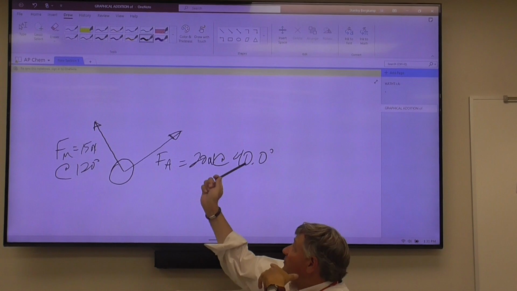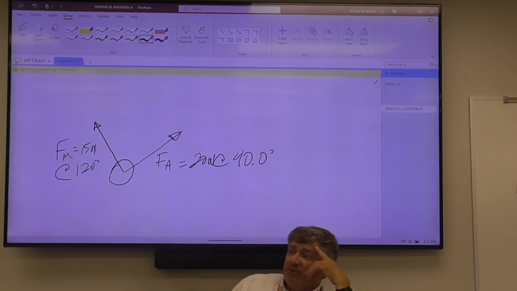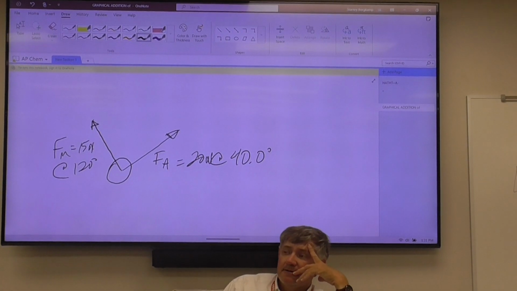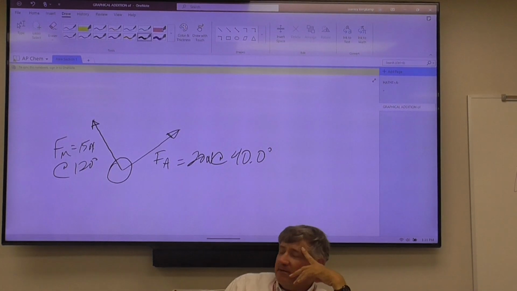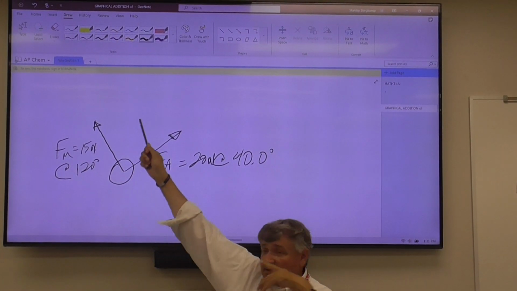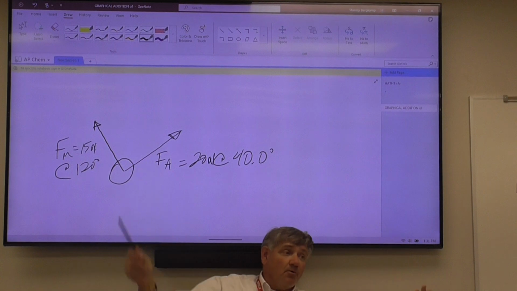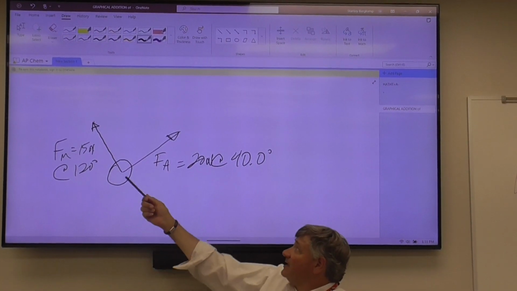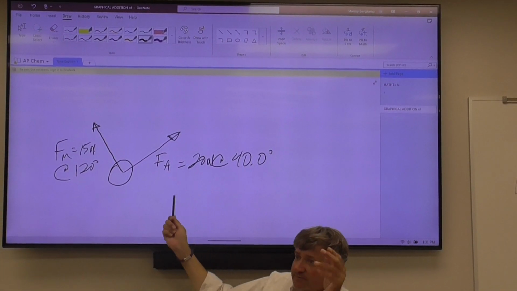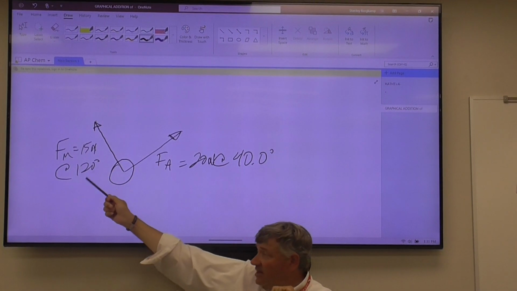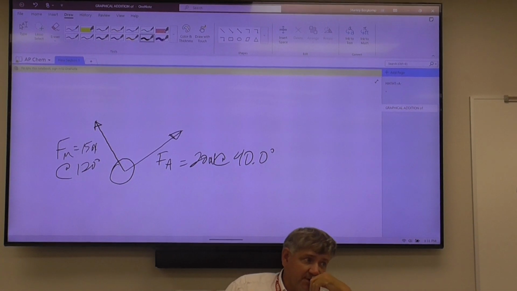Closer to 40 or closer to 120? Closer to 40. Why? Because the force is greater at 40 than the force at 120. So you know the ball is gonna go somewhere in between. So you know when you get this angle, if you get an angle less than 40, you've done something wrong. If you get an angle more than 120, you've done something wrong.